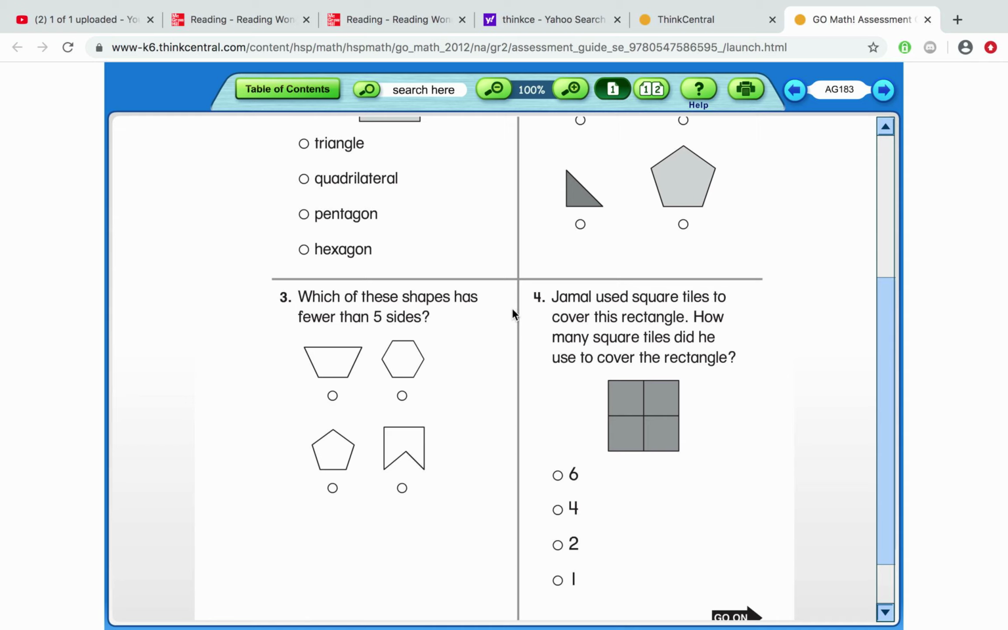Number 3, which of these shapes has fewer than 5 sides? Okay, keep in mind, fewer than 5 sides, smaller than 5 sides. Can't have 5 sides, can't have 6 sides. It's got to either have 4, 3, or 2. Go ahead and draw the shape or fill in the bubble next to the correct answer.